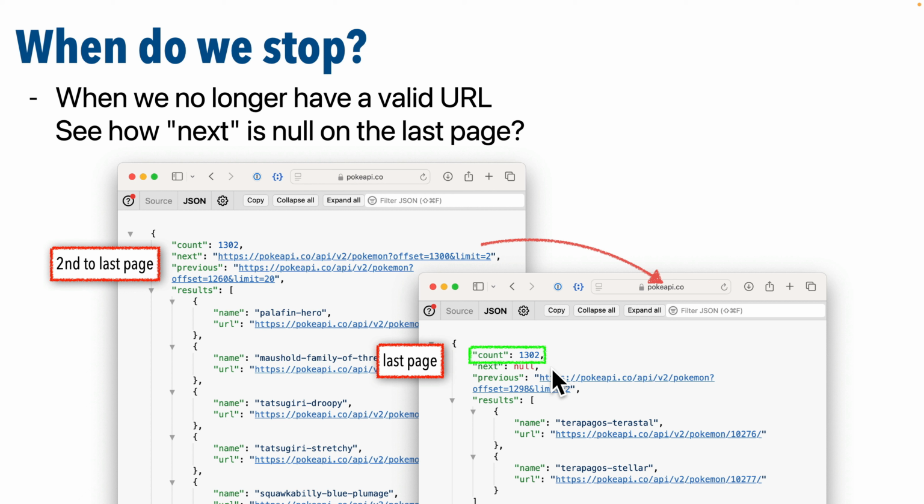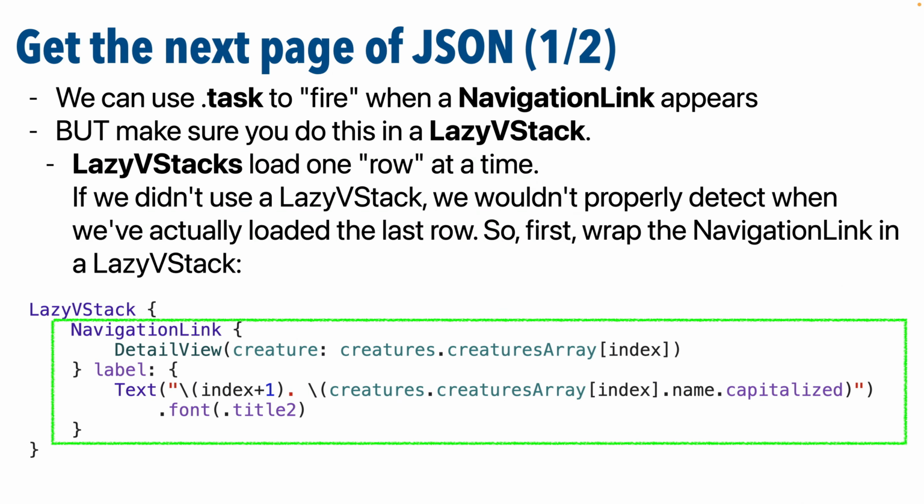But for now, let's see how we can code up our app to load page after page of data as we scroll. First, we know we can use the task modifier to fire when a view appears and to run asynchronous code. The asynchronous part is important because getData is an asynchronous function. But there's one tricky aspect to using this in SwiftUI. We can't use this on a navigation link inside of a list. Task in a list won't fire when we see one element at a time. But there is a way around this.